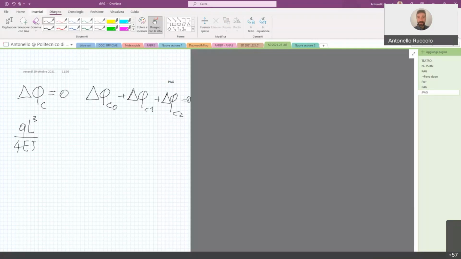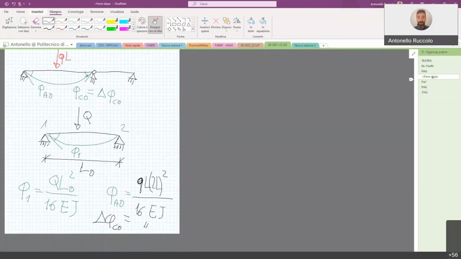Then we have delta phi c1, which is equal to x1 L over 3 iota. Delta phi c2 is equal to x2 L over 3 iota. All this stuff is equal to 0. Now let's go back and check the signs.